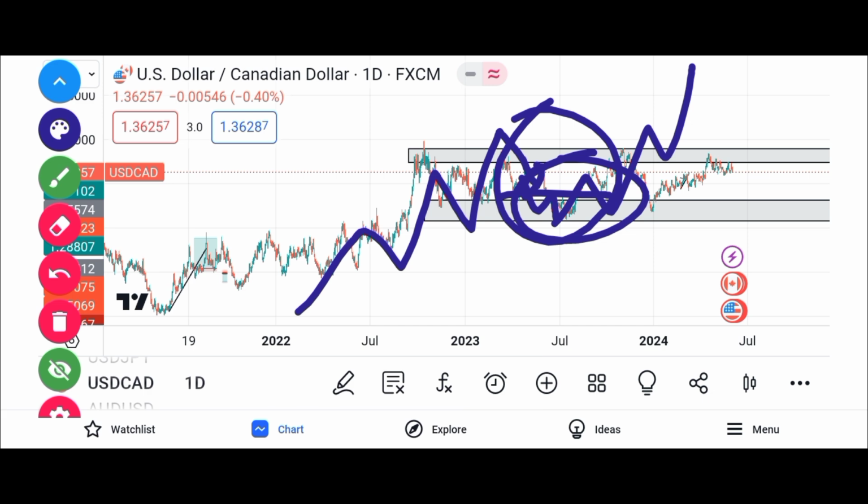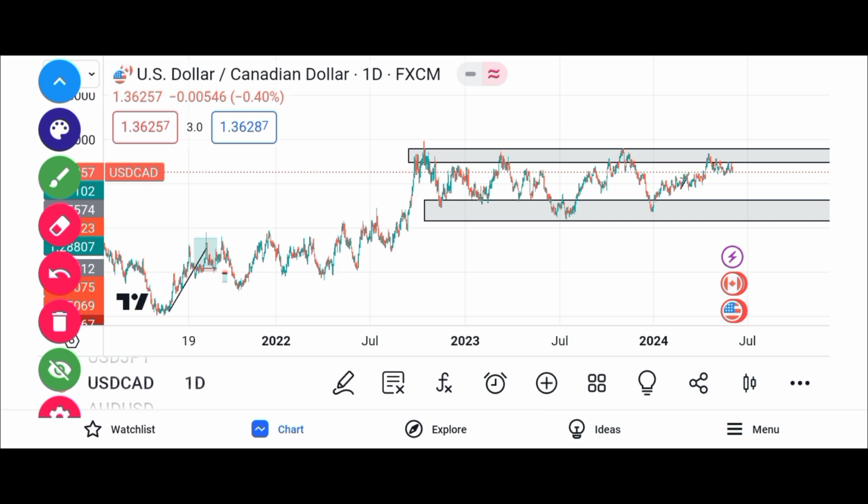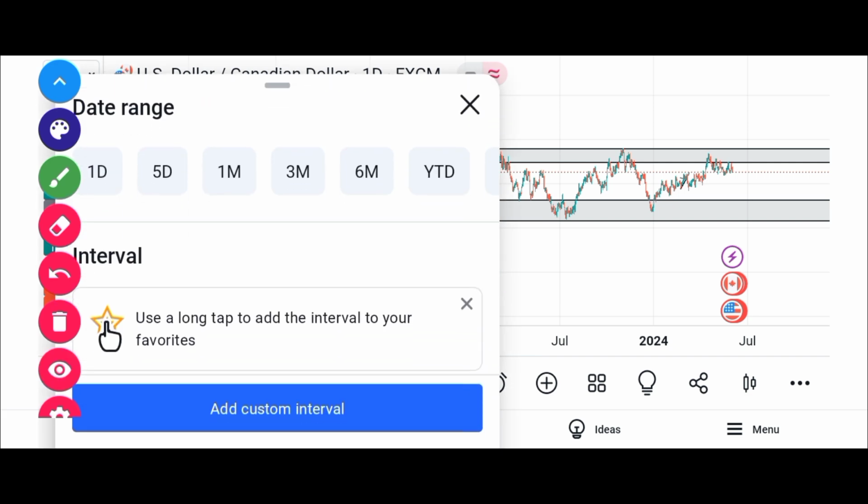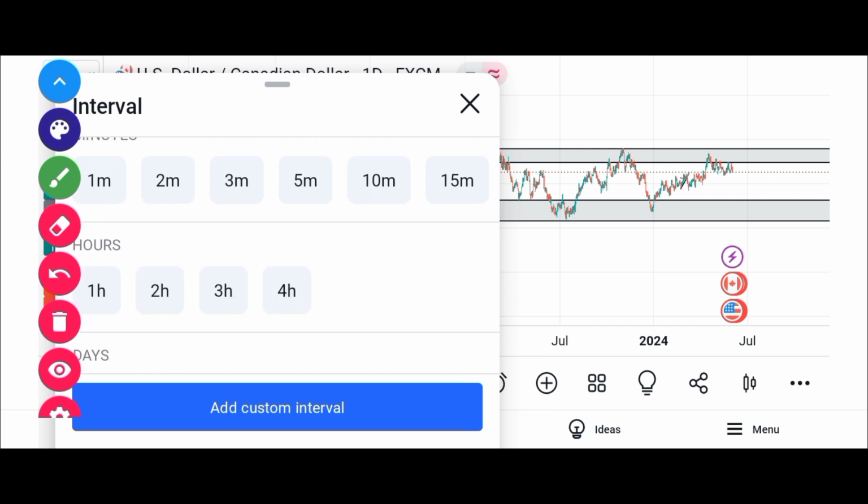Institutional order flow. It doesn't have to be hard. If there's one thing you take out from today's video, it's that it doesn't have to be hard. It doesn't have to be so complex, like the way most people make it.